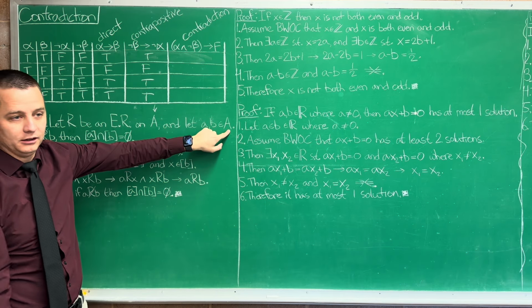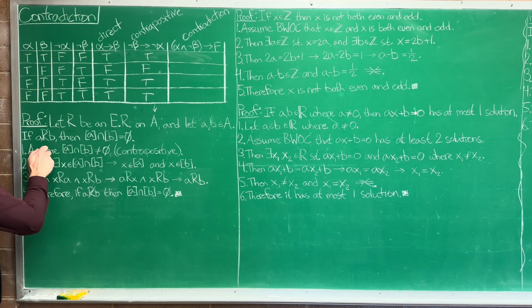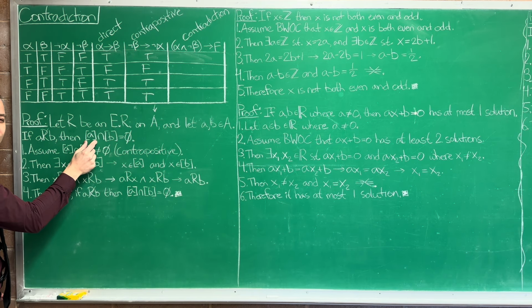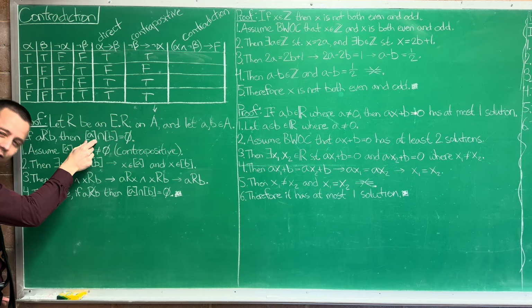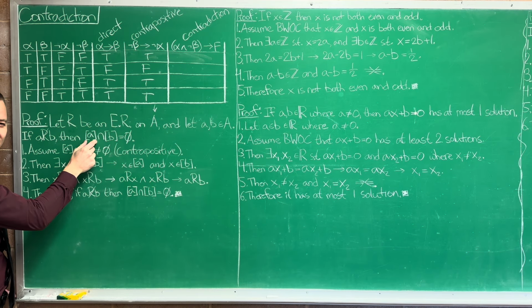Pick 2 things out of the set, whatever they are. Our job is to show that if a is not related to b, then, what is this? That is a's equivalence class. What's an equivalence class of a? Everything that's related to a.